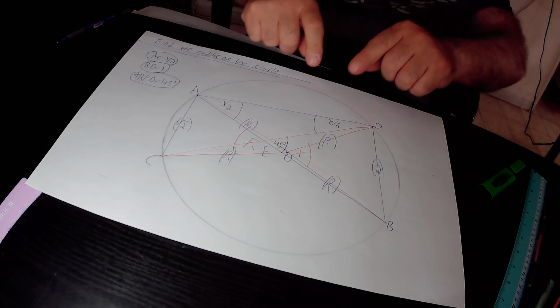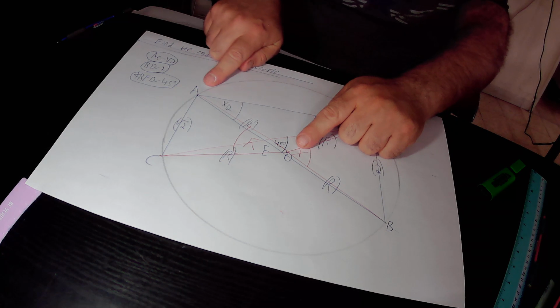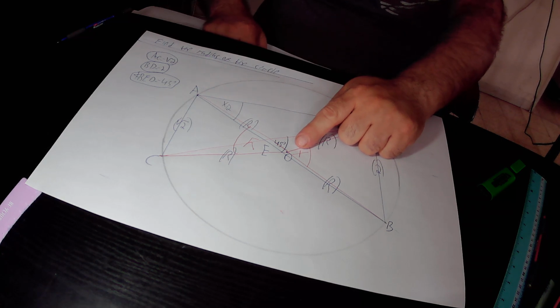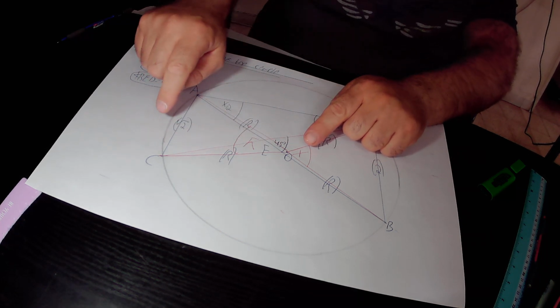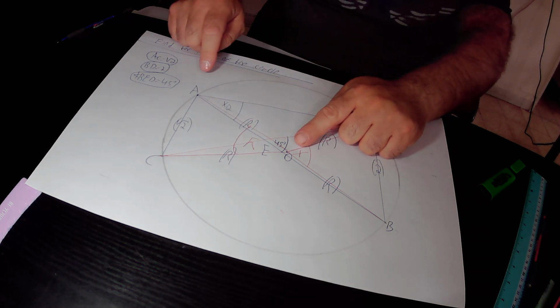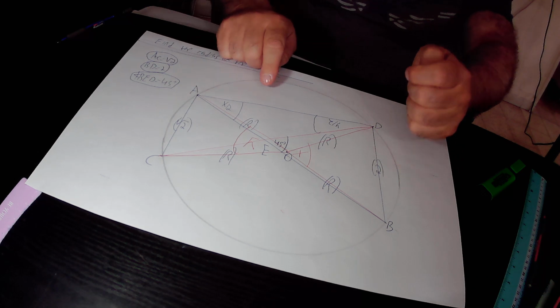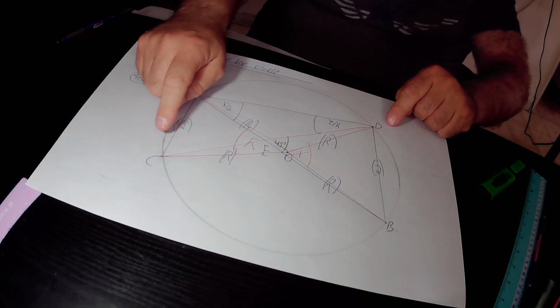In the next step, we join points O and C together by a straight line, and we join points O and A together by a straight line. By doing this construction, we get the center angle AOC. This is the center angle AOC. It is subtended on chord AC, exactly like peripheral angle ADC. This is also subtended on the same chord.